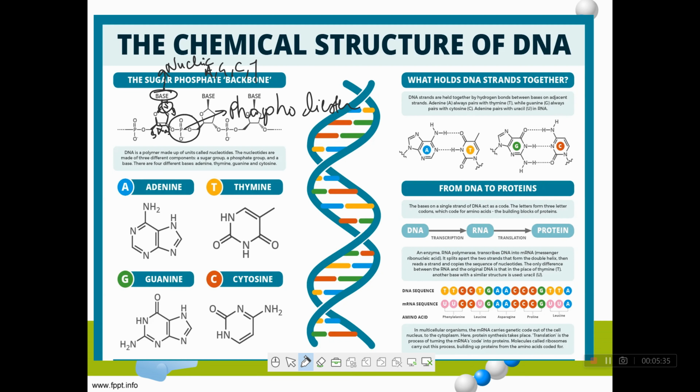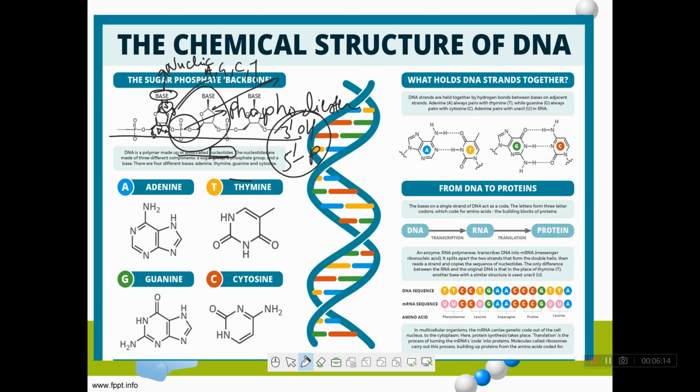The phosphodiester bond is formed and polymerizes the sugar phosphate backbone. This phosphodiester bond is formed by the 3' OH and the 5' phosphate. This takes place again and again, and this is the process of polymerization. DNA is a polymer made up of units called nucleotides.